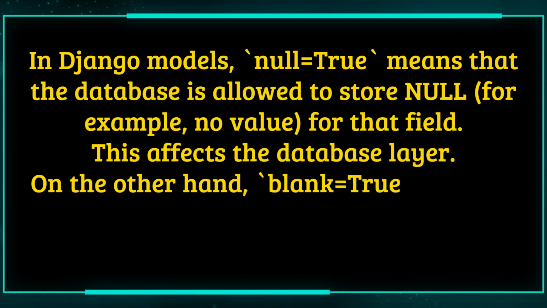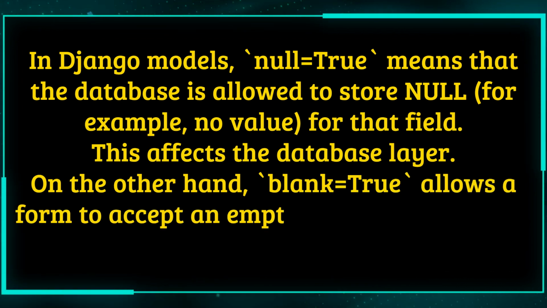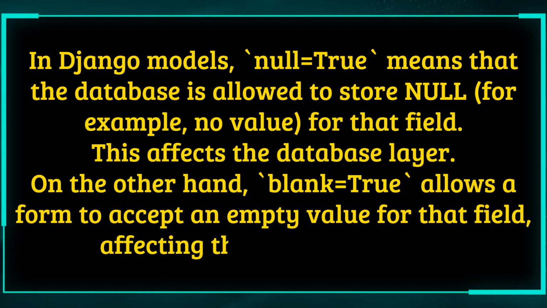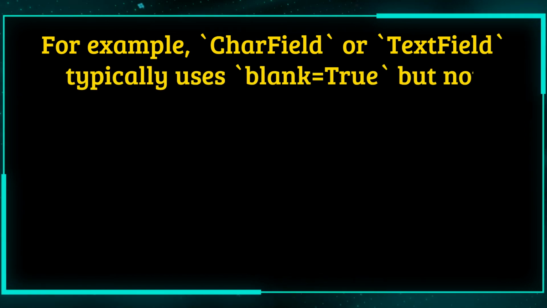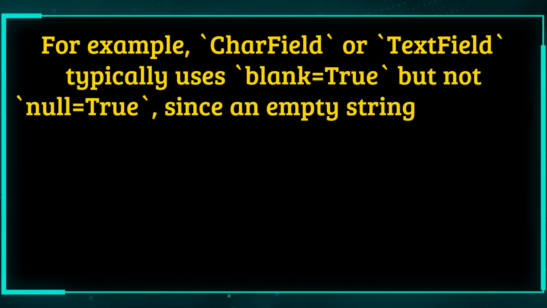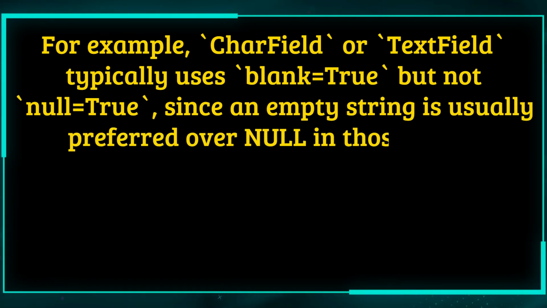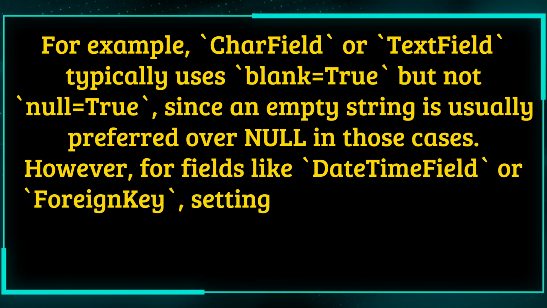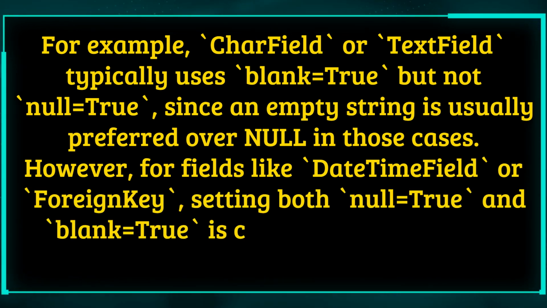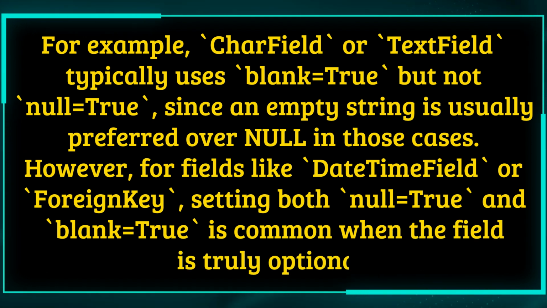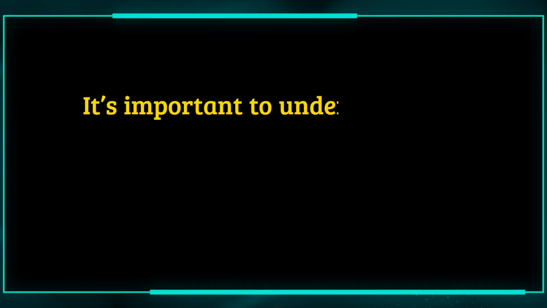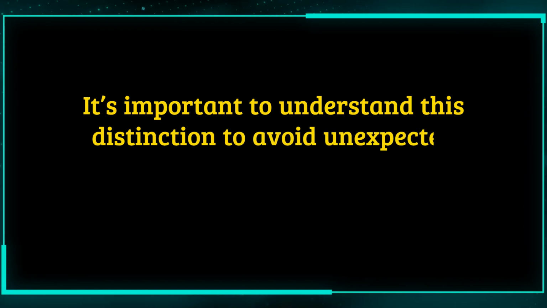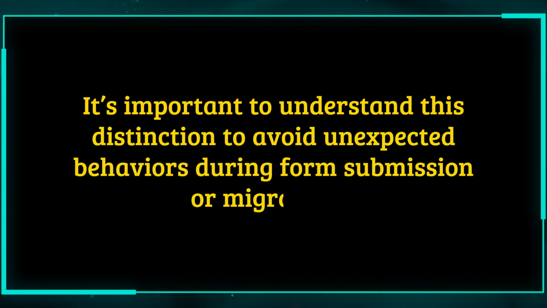On the other hand, blank=True allows a form to accept an empty value for that field, affecting the validation layer. For example, CharField or TextField typically uses blank=True but not null=True, since an empty string is usually preferred over null in those cases. However, for fields like DateTimeField or ForeignKey, setting both null=True and blank=True is common when the field is truly optional. It's important to understand this distinction to avoid unexpected behaviors during form submission or migrations.